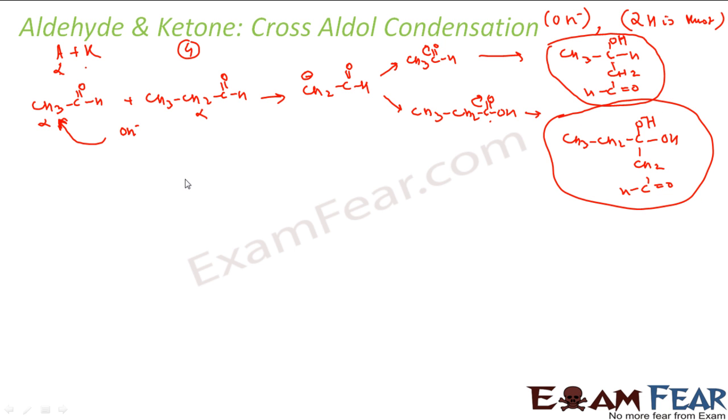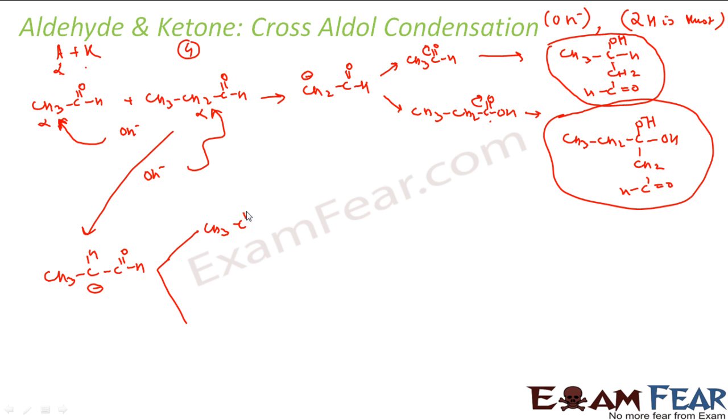The second case is OH minus will grab this alpha hydrogen. So in that case, what you get is CH3CH minus COOH. Correct? Now this can also react with 2 different compounds. One is it will react with this CH3COH, ethanol, and this is CH3CH2COH, that is propanol.